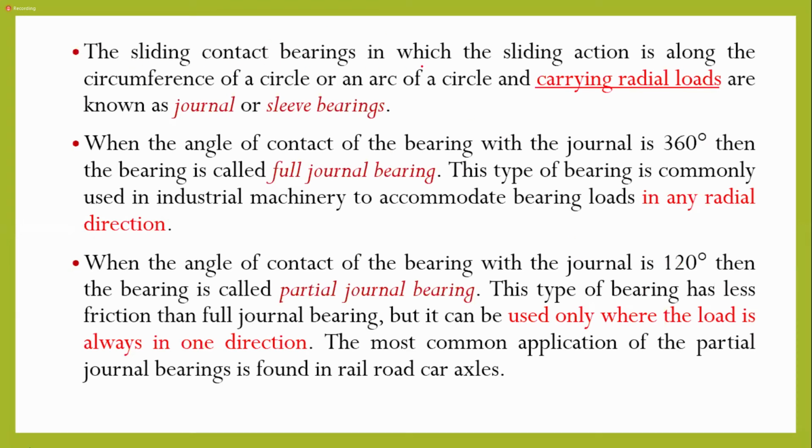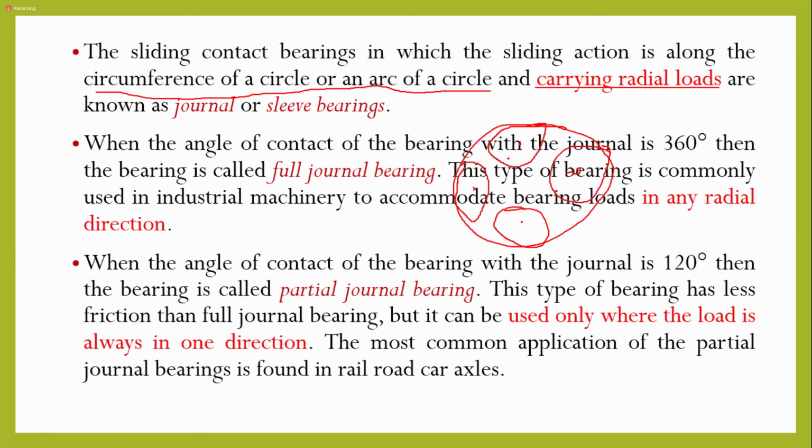So the sliding contact bearing is one in which the sliding action is along the circumference of the circle or an arc of the circle. That means we are taking this bearing, and the shaft will be at one point somewhere here, at another point of time somewhere here, and at some other point somewhere here. That means the center of the shaft is changing regularly if there are variable loads.